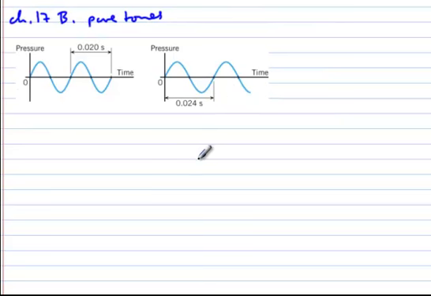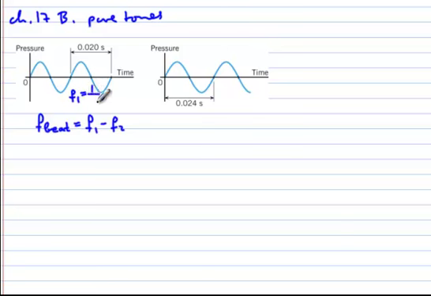This problem is about beats. It says two pure tones are sounded together. The drawing shows the pressure variations of the two sound waves measured with respect to atmospheric pressure. What is the beat frequency? So they're asking for the f of the beat, and as you can see in the text, the beat frequency is f1 minus f2, and it's easy to figure out what f1 is.